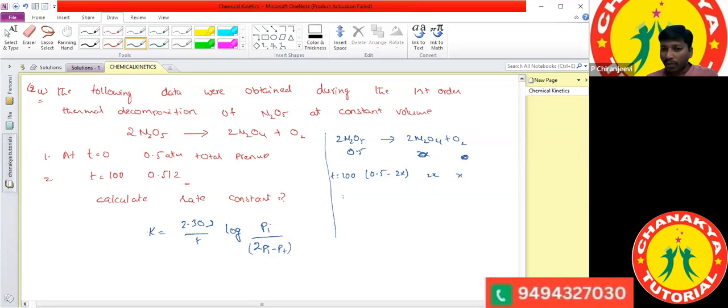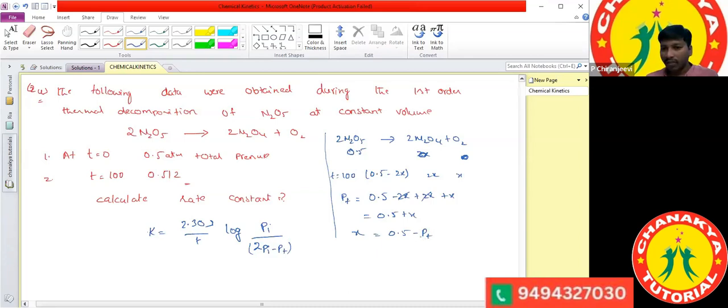How can we calculate the total pressure? According to Dalton's law, it is the sum of the partial pressures only. So how can we write it? 0.5 minus 2x plus 2x plus x. In this one, 2x minus 2x is going to be cancelled. According to that, we get 0.5 plus x. And x is equal to Pt minus 0.5. Pt minus 0.5, you will get here.